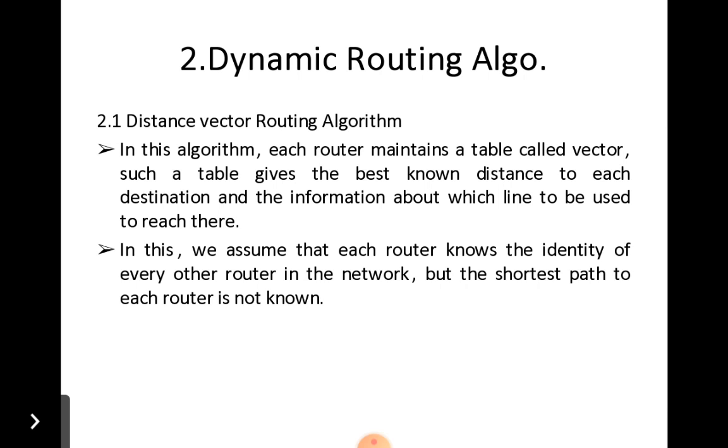Now I am going to discuss its definition. In this algorithm, each router maintains a table called a vector table. Such a table gives the best known distance to each destination and the information about which line to use to reach there. In this, we assume that each router knows the identity of every other router in the network, but the shortest path to each router is not known.